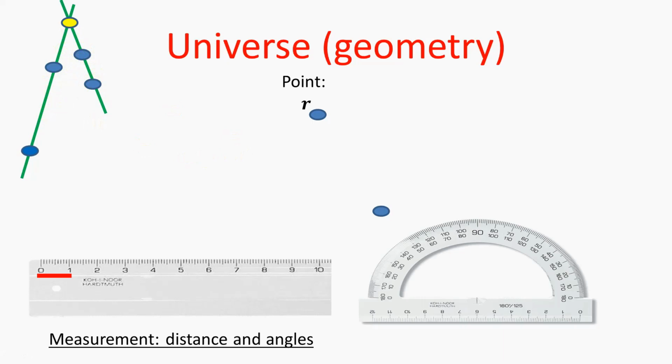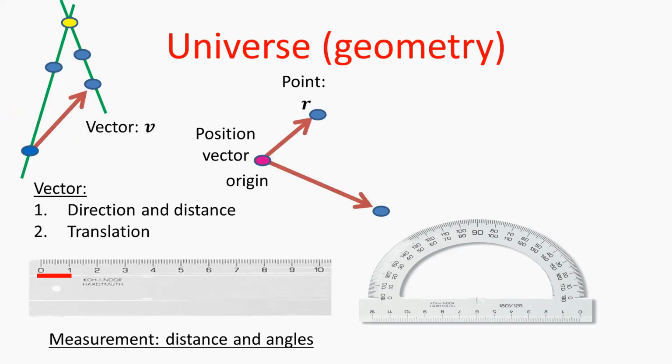Angles give us the notion of direction. Distance and direction will be really important to us, so we introduce a new actor in our geometry universe called the vector. The vector encodes direction and distance for 2 points. We may also say that a vector is a translation that translates the first point to the second one.